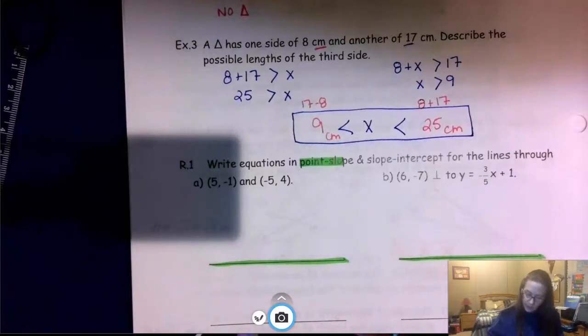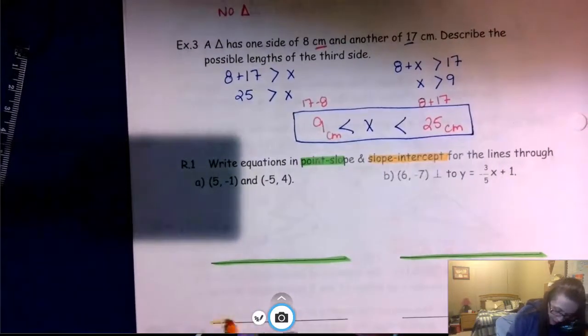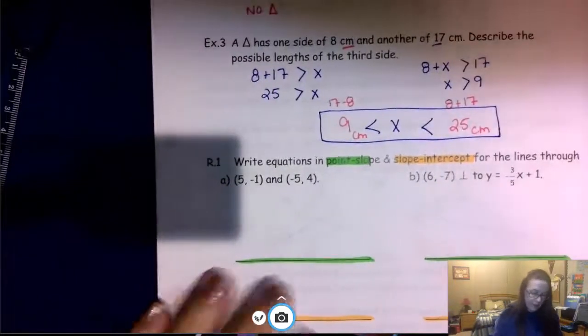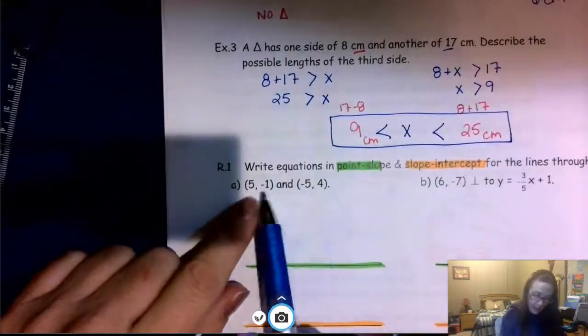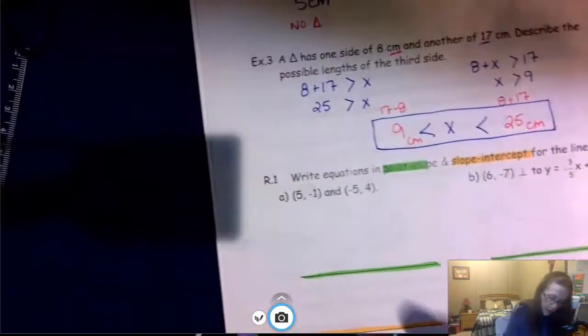And then the next question, I want to write it in slope intercept. I'm going to put my slope intercept here for these lines. Now the first one, they gave me 2 points. I want to use point slope. I have 2 points, and if I have 2 points, I can find my slope.